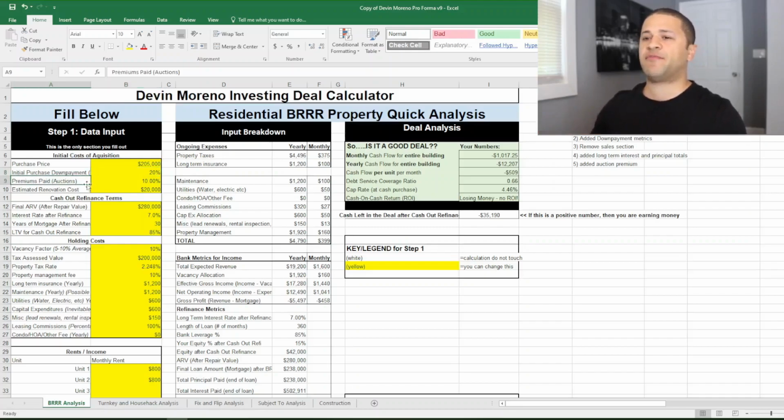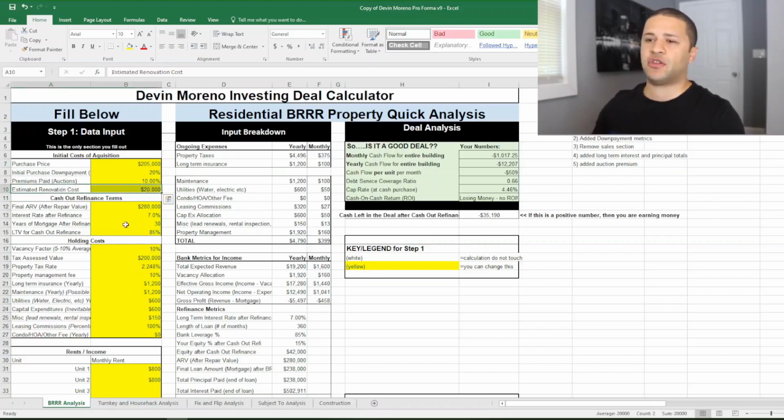Then you have premiums paid for auctions. Auctions often have a 10% premium, or at least that is very generally true in the auctions here in the Baltimore City area, the ones that I've experienced. So it will tack on 10% of this amount onto the cost, and that would be for the initial purchase. Then you have the renovation cost.